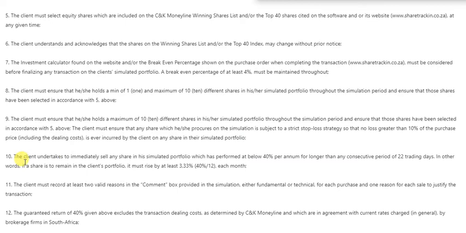10. The client undertakes to immediately sell any share in his simulated portfolio which has performed at below 40% per annum for longer than any consecutive period of 22 trading days. In other words, if a share is to remain in the client's portfolio, it must rise by at least 3.33%, 40% divided by 12, each month. If you buy a share that is not listed on the top 40 or winning shares list, that share must have an average growth of 40% per year or 3.33% per month, so you are not allowed to buy any share that does not have a constant growth pattern.